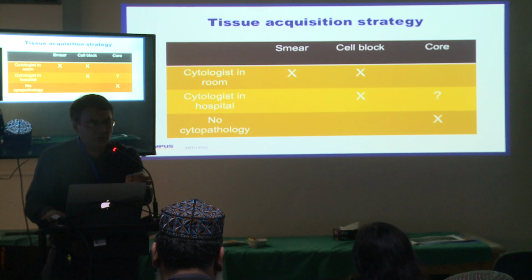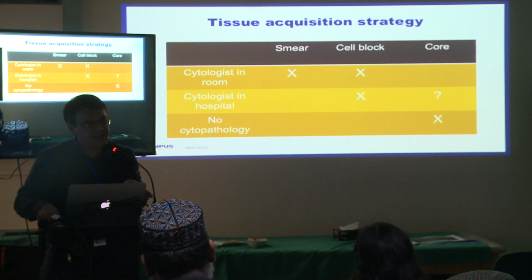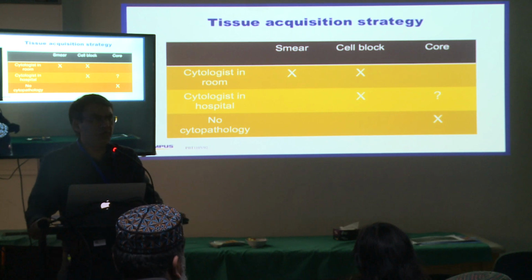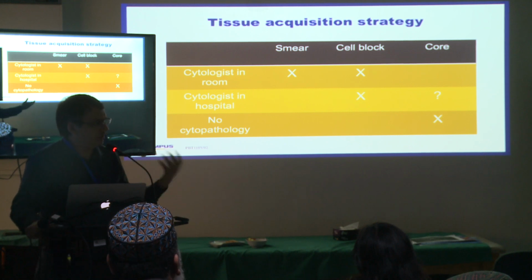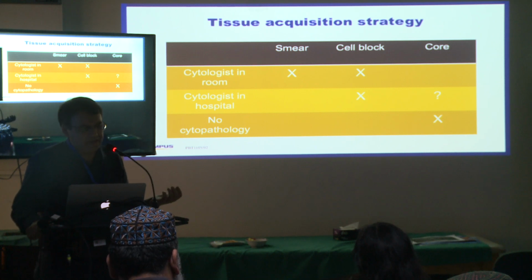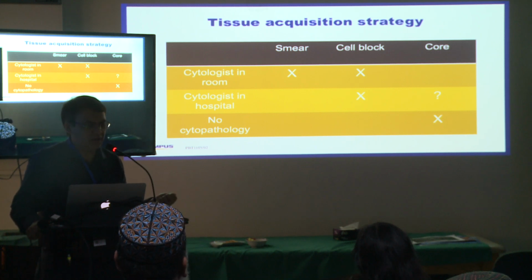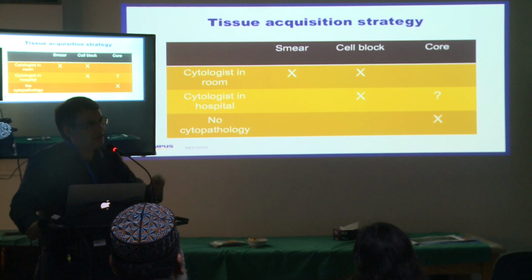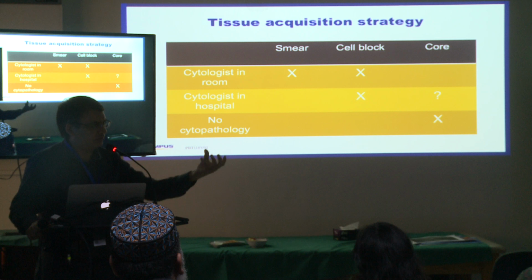Okay, so what should be the strategy of tissue acquisition? If you have a cytologist available in the room, we will make slides, make a smear, and take a look under the microscope. And if you have a cytologist in the hospital, but the cytotech is available there, we still make the slides there, make a smear, and send the specimen for cell block.